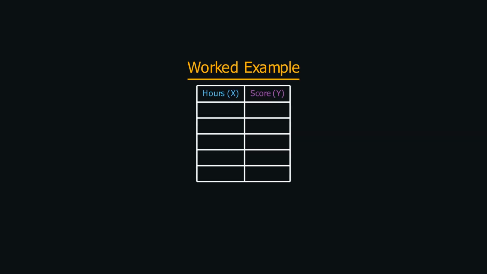Now let us work through a full numeric example together. We have 5 students. Their study hours are 2, 4, 6, 8, and 10. Their exam scores are 50, 60, 70, 80, and 90. We will calculate the covariance first, then the correlation. The mean of study hours, which we call x bar, is 6. The mean of exam scores, which we call y bar, is 70.